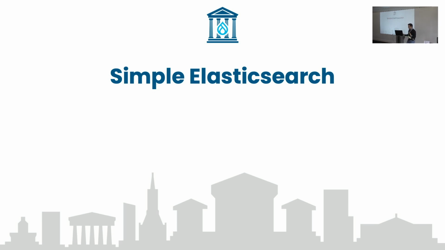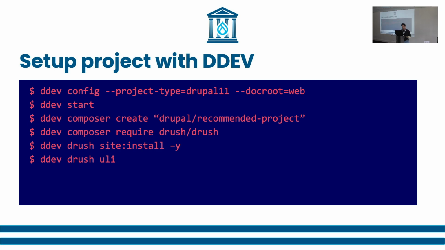So, first section, simple Elasticsearch. Set up the project with DDEV. I think most of you are familiar with this. In case you are not, I think there is a session about Drupal in a day where most likely this is going to be explained more thoroughly. But just to set a foundation, we are working with Drupal 11. Of course, we are installing Drush. We cannot work without Drush. We are installing the site, and then if you want to log in, ddev drush uli, so you can log into the site.